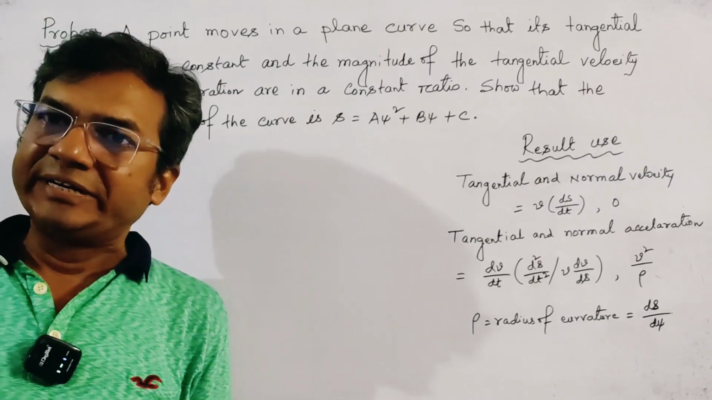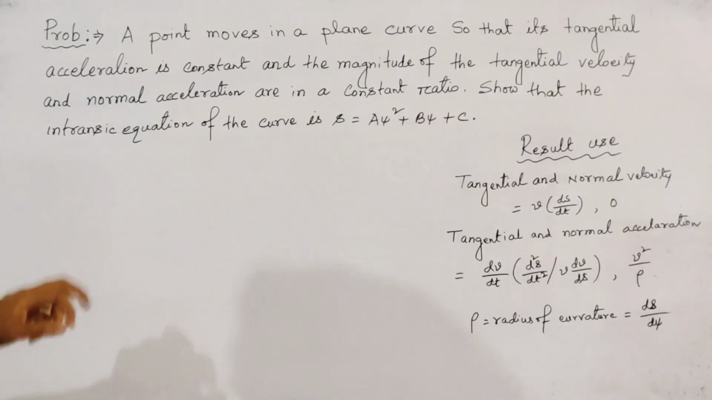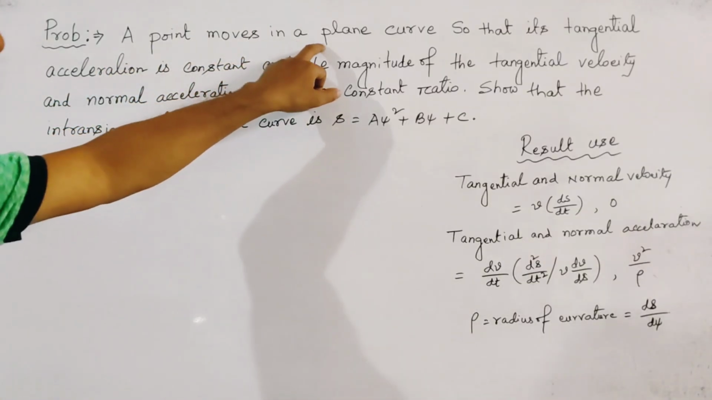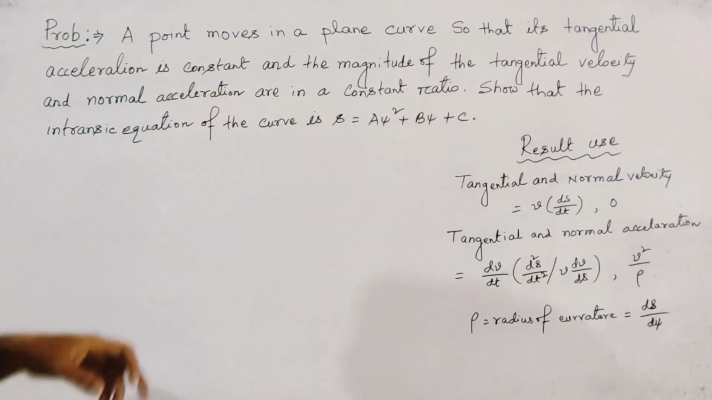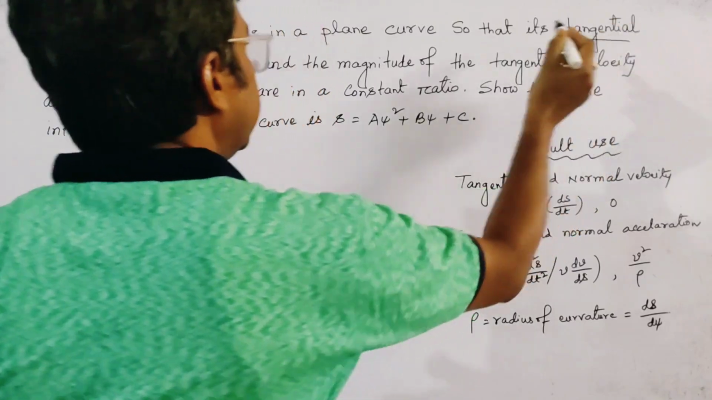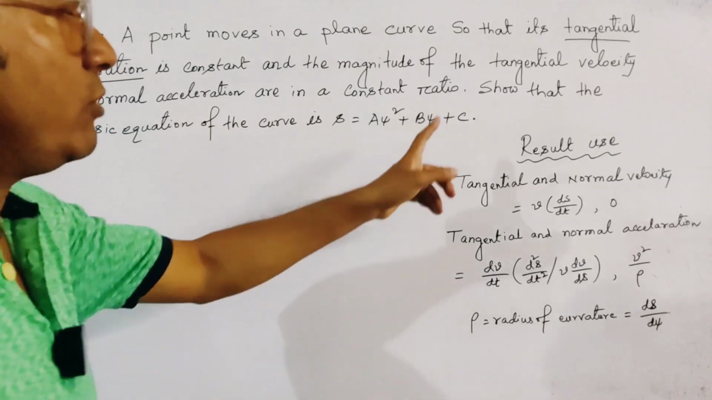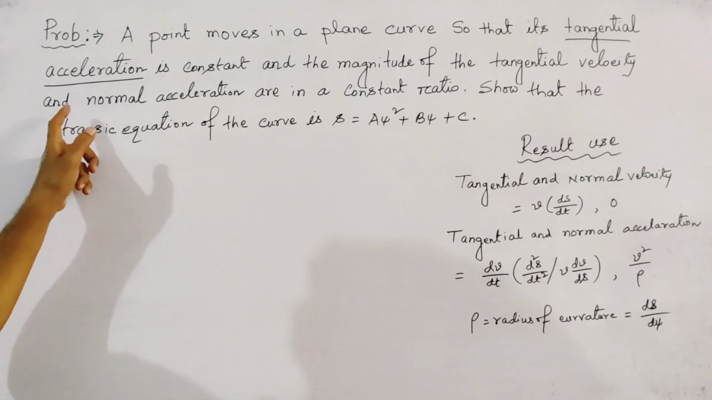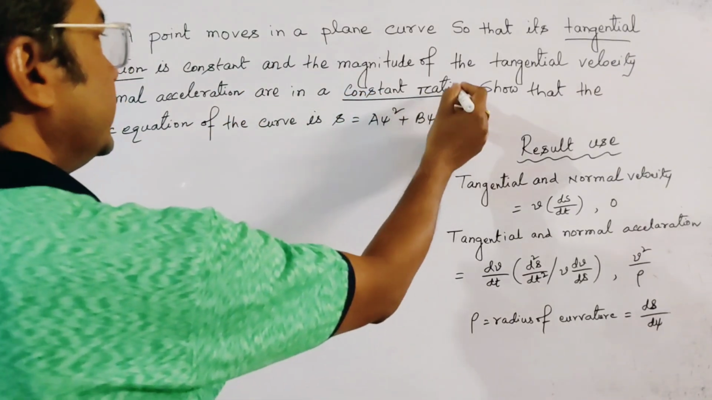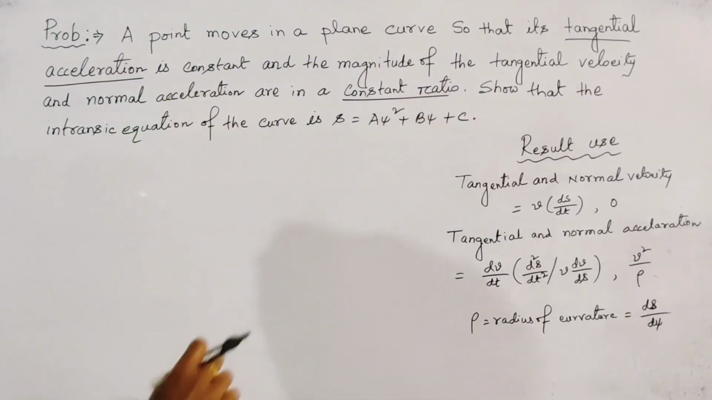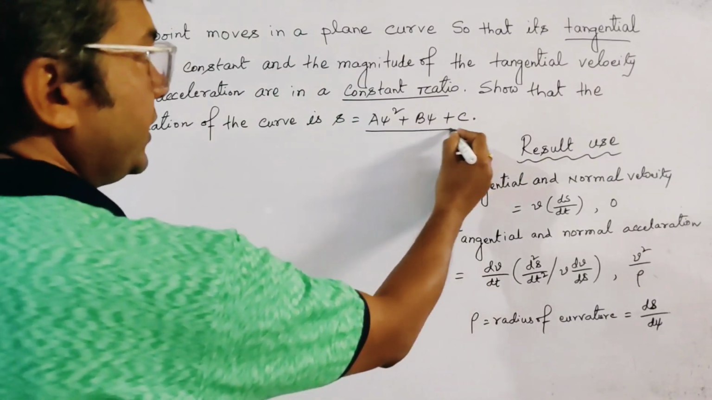A problem from tangential and normal acceleration. The problem says that a point moves in a plane curve so that its tangential acceleration is constant. It is given that the tangential acceleration is constant. And the magnitude of tangential velocity and normal acceleration are in a constant ratio. This is the second condition. These two are in constant ratio, so that the intrinsic equation of the curve is S, which is given by this.